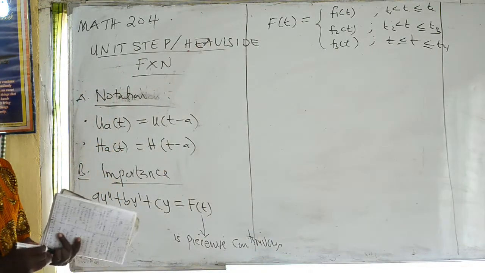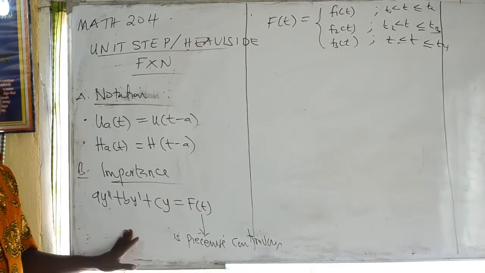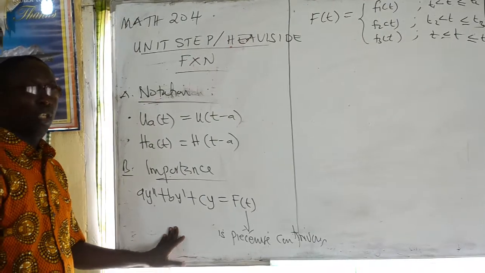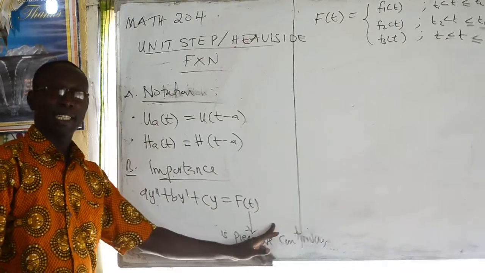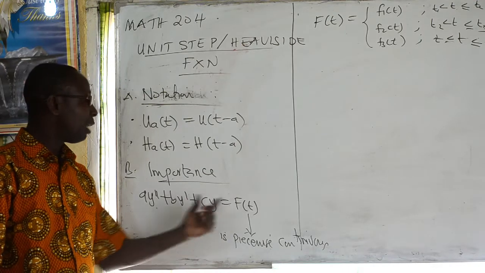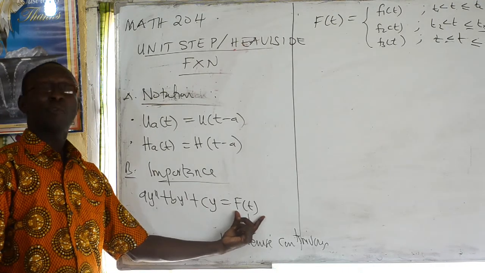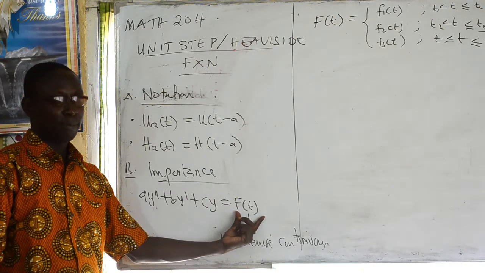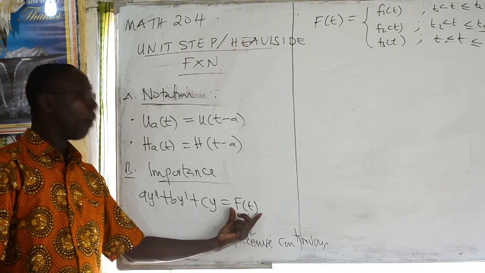So when we are having such a differential equation, you cannot solve it by the conventional method that we have learned earlier on. What we have to do is use a special function called a unit step to compress this.